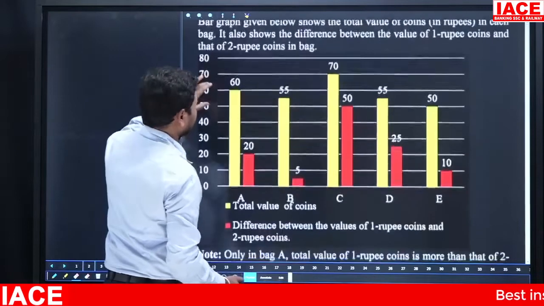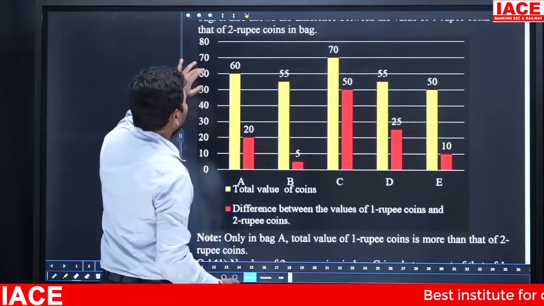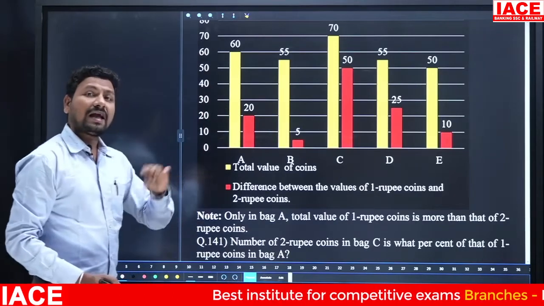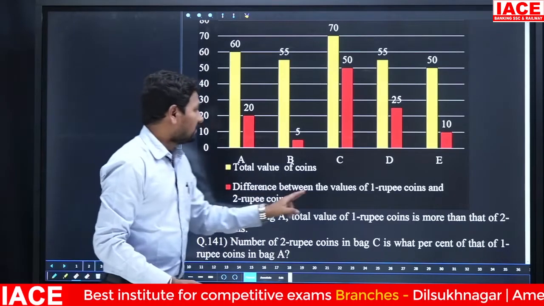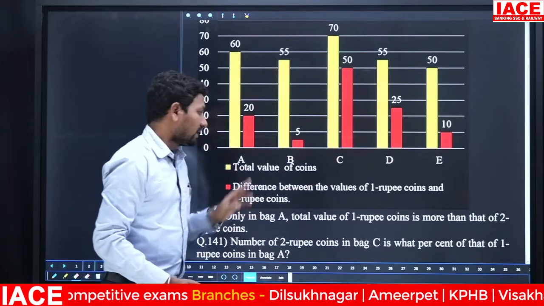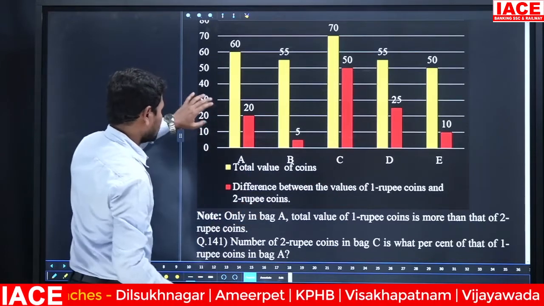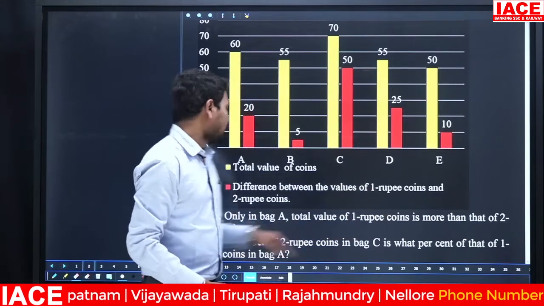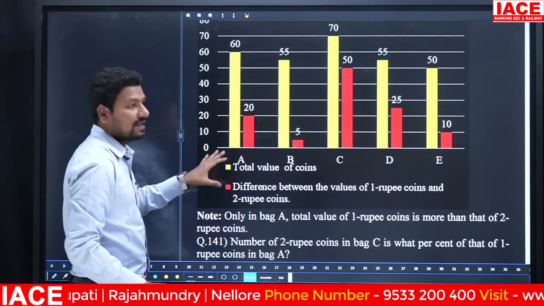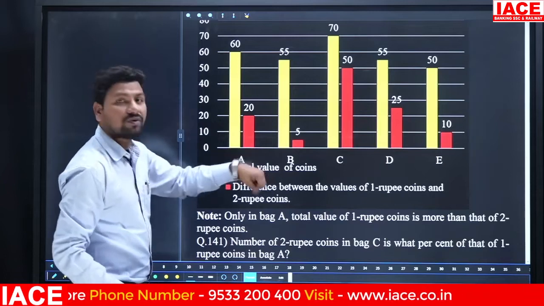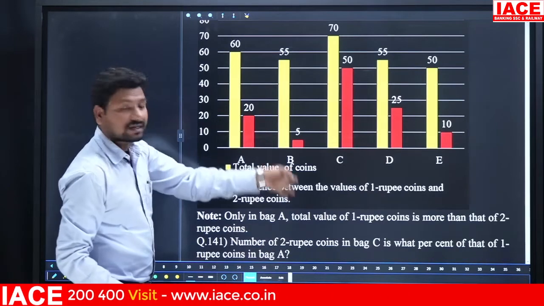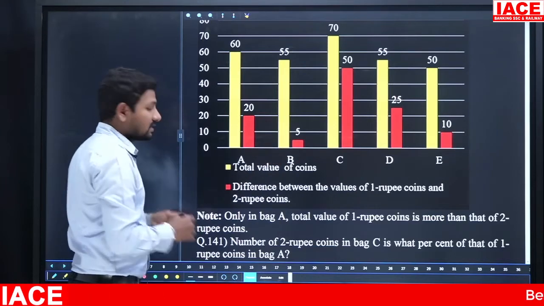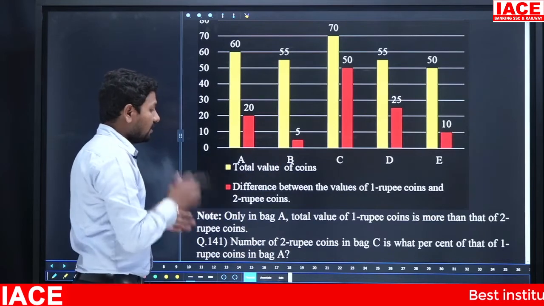First of all, look at the total value of coins. The yellow colored line belongs to the total value of coins. Then the difference between the value of 1 rupee coins and 2 rupee coins. Only in bag A, the total value of 1 rupee coins is more than that of 2 rupee coins. The remaining bags B, C, D, E contain more 2 rupee coins than 1 rupee coins.